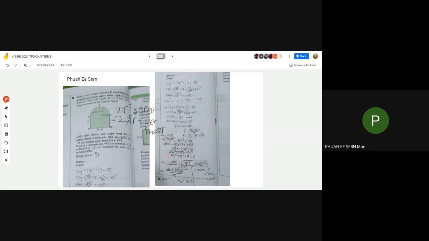So after finding the x, as you can see here, the radius of the circle is x. So x is 7 and 4.2 cm.